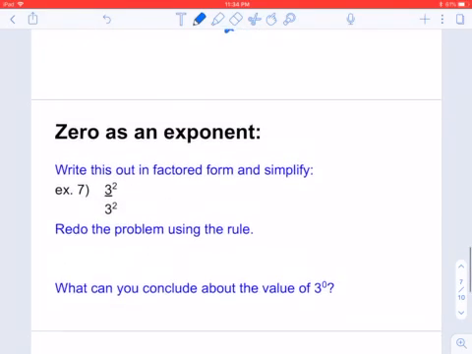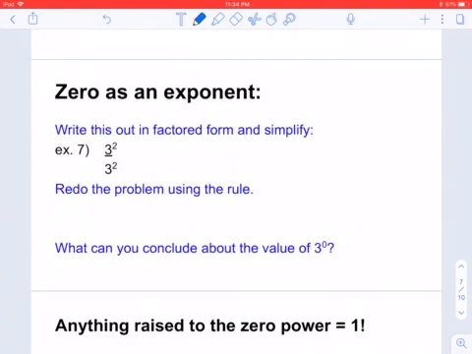The last thing I want to talk about is 0 as an exponent. So this is related to division because now that we know what we're doing with division and what the rule is, we'll be able to figure out what 0 is as an exponent. Make sure you're not writing anything that's in blue. But the directions do tell us to write out this problem in factored form.